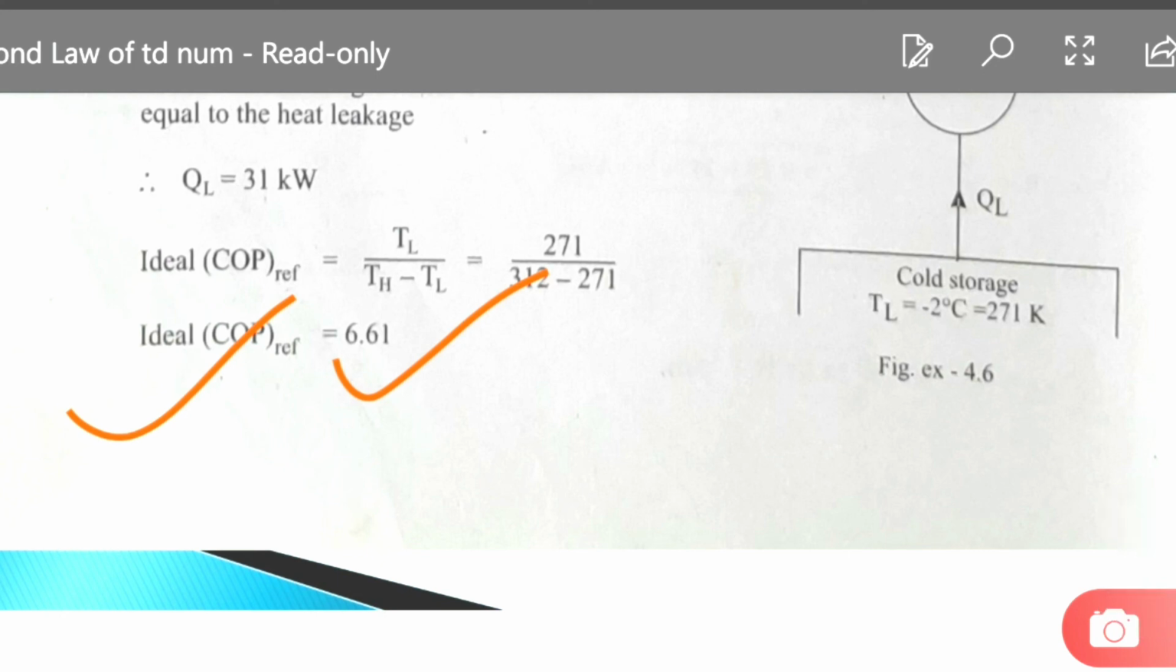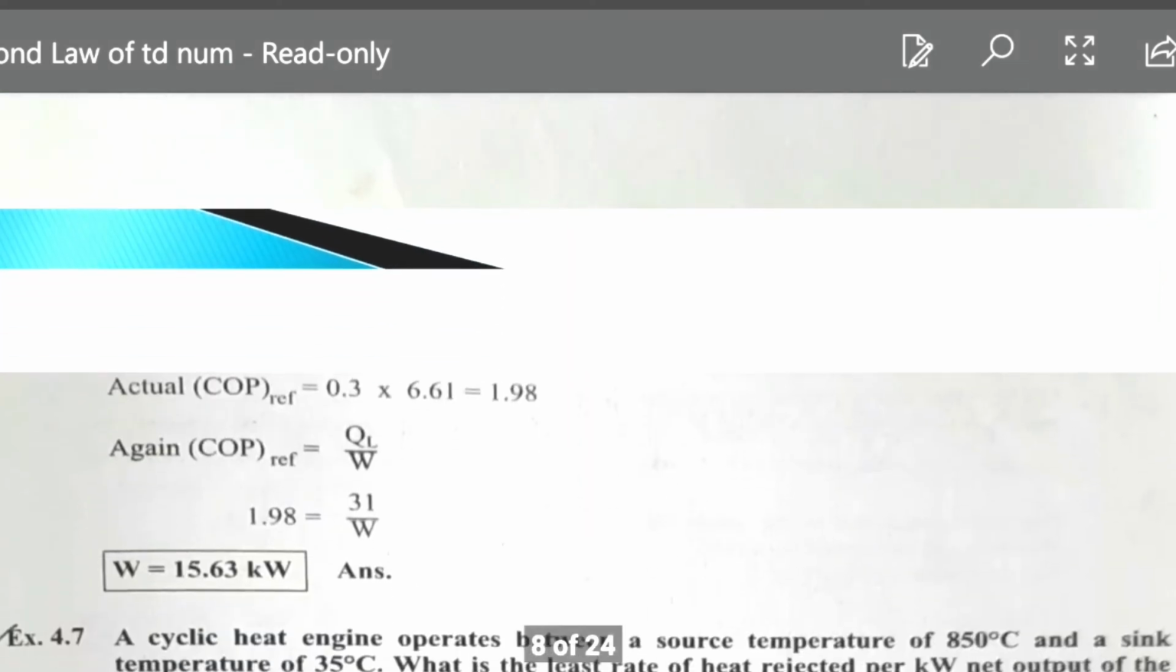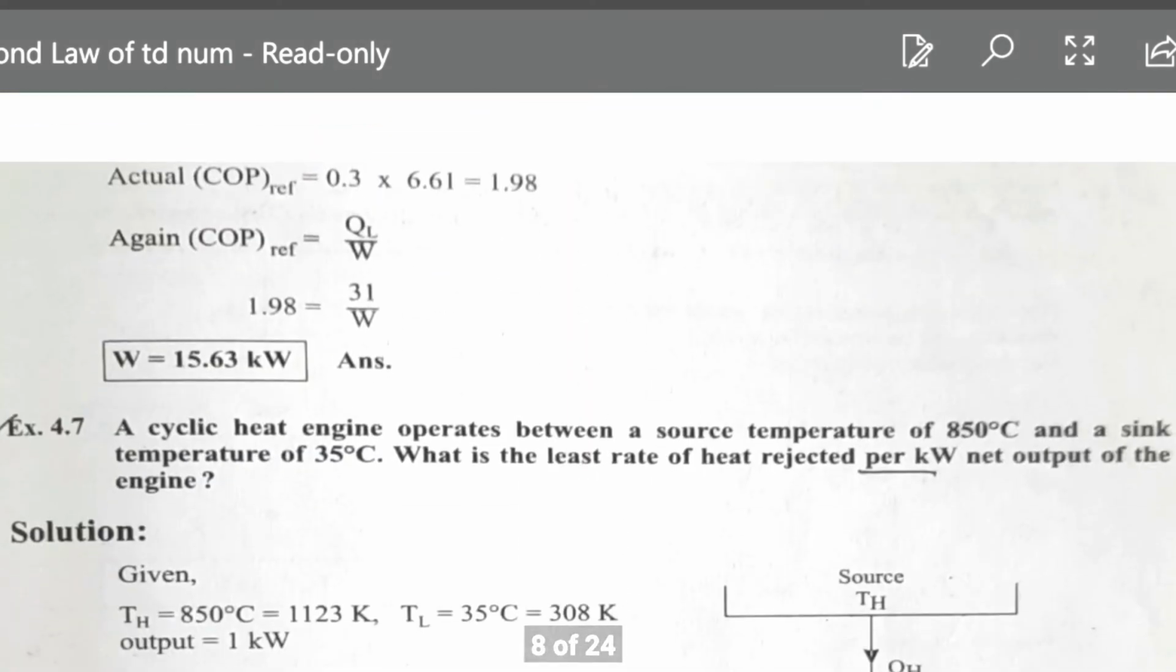Now given condition is actual COP of refrigerator is 0.3 times of ideal COP of refrigerator. So this is actual COP of refrigerator equal to 0.3 times of ideal COP of refrigerator. So this will be equal to 0.3 into 6.61, that is equal to 1.98.